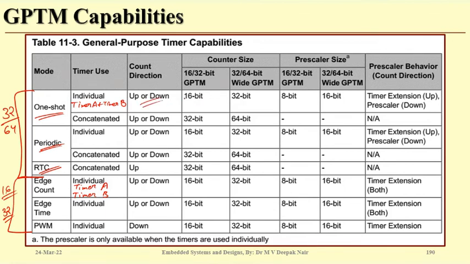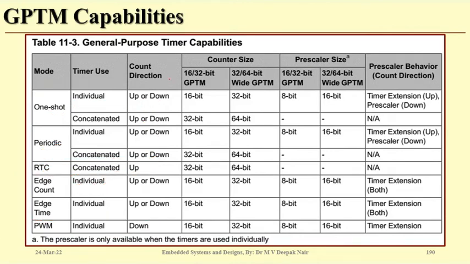So it can be either count up or down. All these modes can count up or down, except RTC. RTC can go only up. PWM can go only down. I hope too much data is coming to your mind, but don't worry.